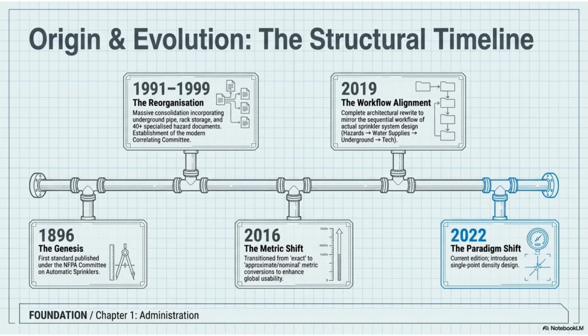The structural timeline of NFPA 13 shows significant shifts. The 1991 to 1999 reorganization consolidated materials. In 2016, a metric shift used approximate conversions for global usability. The 2022 edition introduces single-point density design.